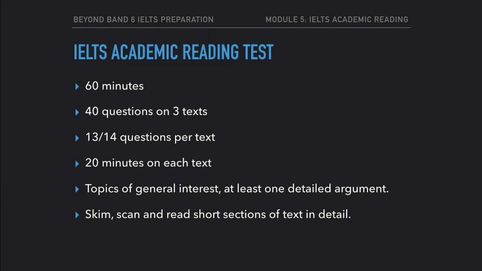So the IELTS academic reading test lasts for 60 minutes. In that time you have to answer 40 questions based on 3 texts. You should spend around 20 minutes on each text, and the texts are on a variety of topics of general interest, at least one of which will contain a detailed logical argument. In order to answer all the questions within the time limit, you will have to skim, scan, and read short sections of text in detail.